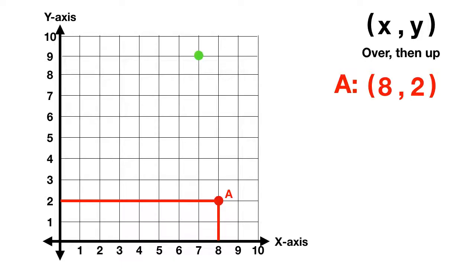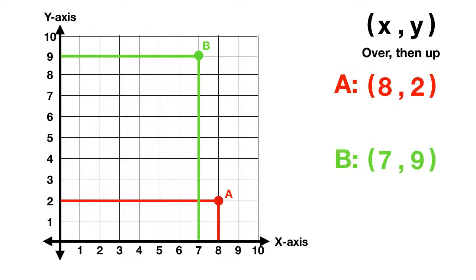Let's look at another point B. To start with, what is the x-coordinate of point B? Well, we can draw a line to see that point B is 7 over on the x-axis. It has an x-coordinate of 7. Next, what is the y-coordinate of point B? Well, if you draw a line, you can see point B is 9 up, so it has a y-coordinate of 9. Altogether, we read that point B is at coordinates 7, 9.